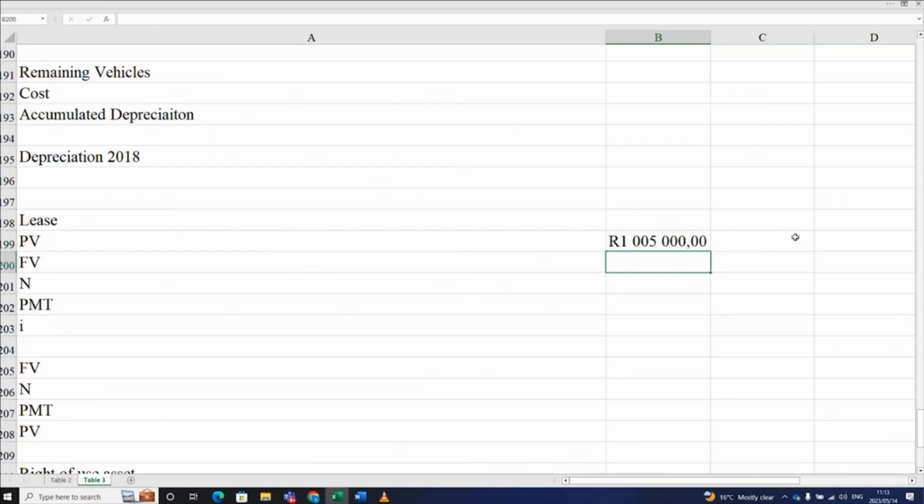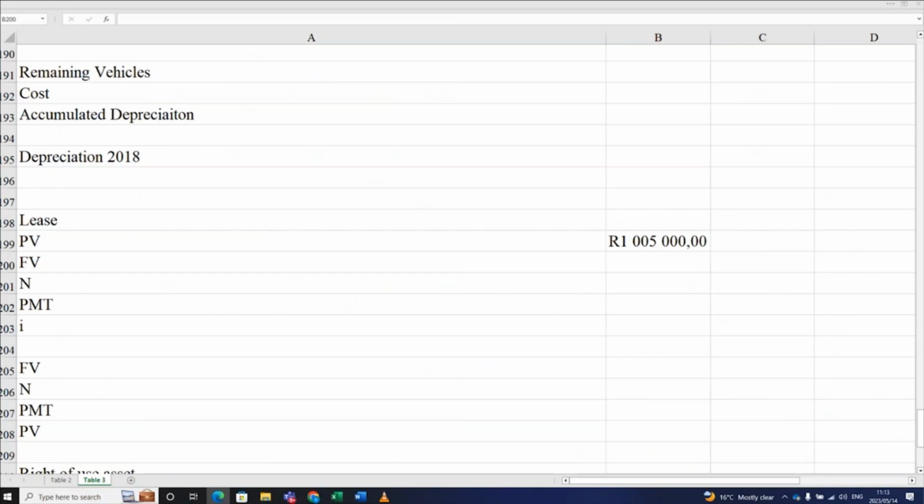The directly attributable costs. Then the future value consists of the guaranteed and unguaranteed portion of the residual value. So here in the question, they gave us the residual value. The theory is that the residual value will be equal to the estimated market value of the asset at the end of the lease term.